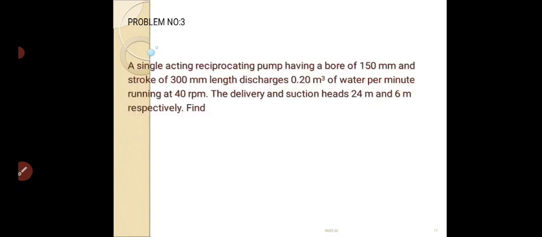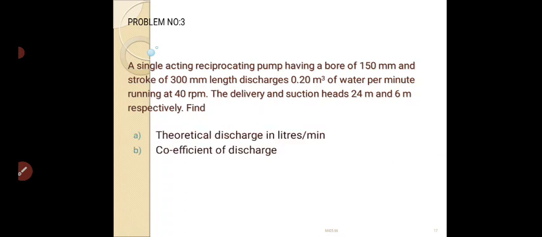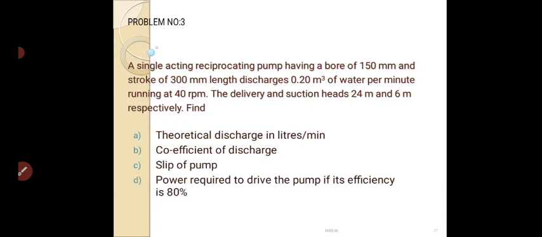Okay, that is the first one. A single acting reciprocating pump has bore of 150 mm and stroke 300 mm and discharges 0.20 meter cube of water per minute running at 40 rpm. The delivery and suction heads are 24 meter and 6 meter respectively. Find theoretical discharge in liter per minute, coefficient of discharge, slip of pump, power required to drive the pump if its efficiency is 80%.